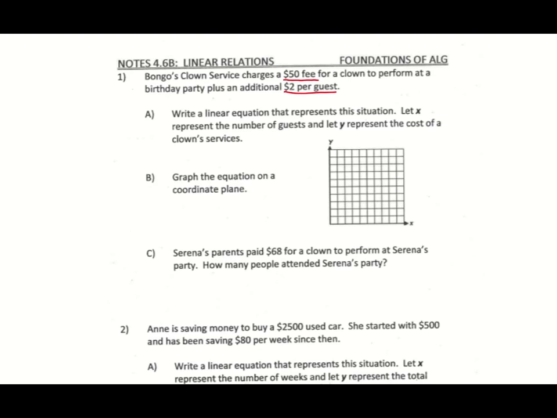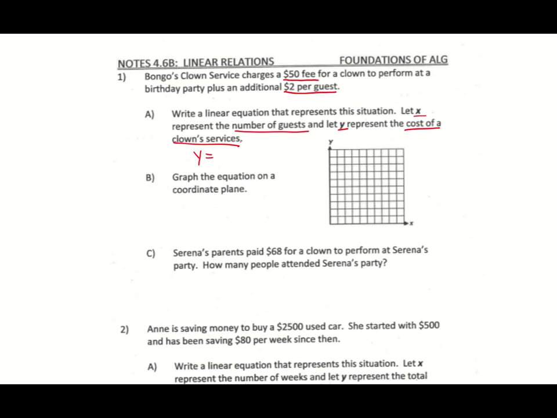equation. So let's look at question A. Write a linear equation that represents this situation. So x represents our number of guests. X is our number of guests. And y is the cost of a clown's services. So our total cost. So if y is our total cost, that is going to be our total on the one side of our equal sign.